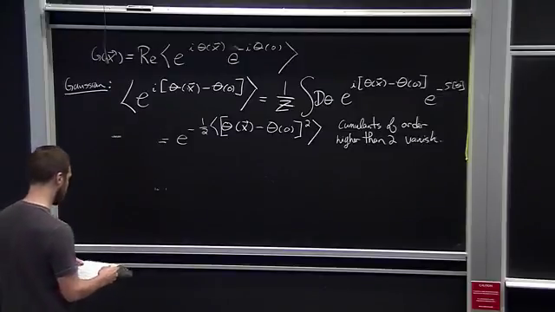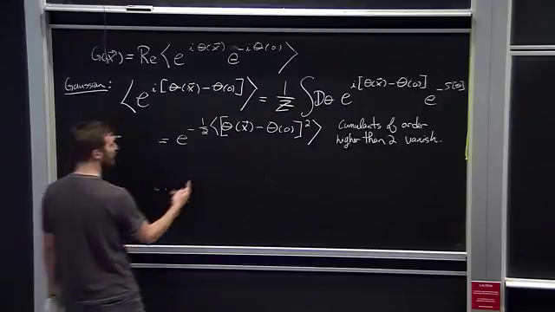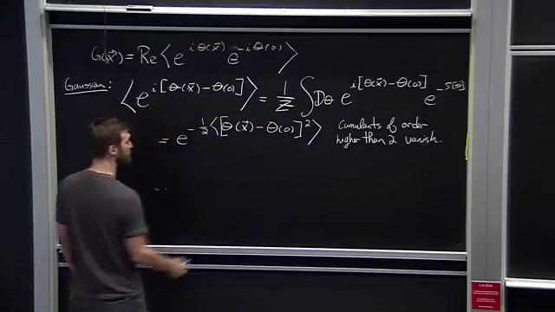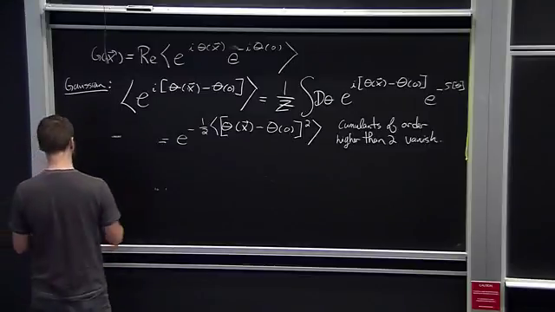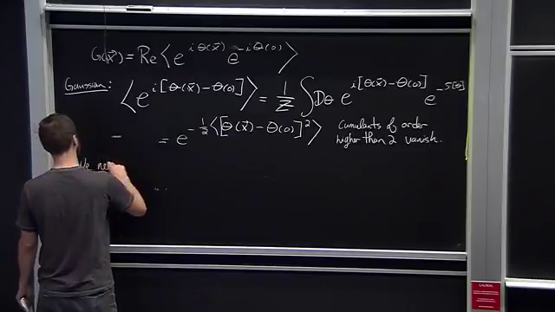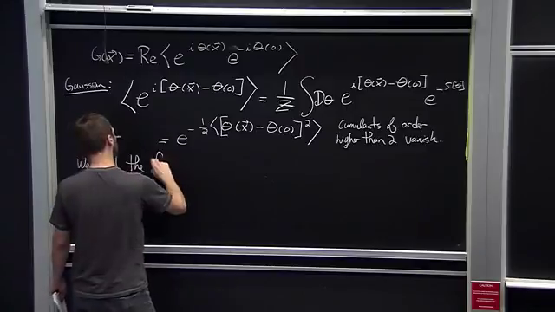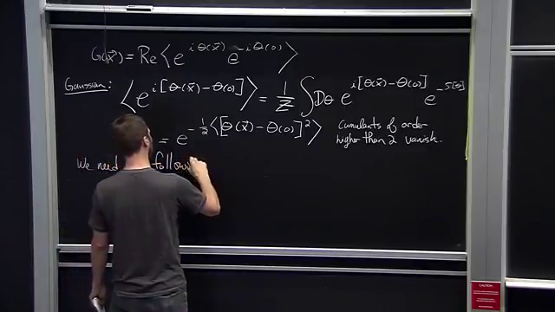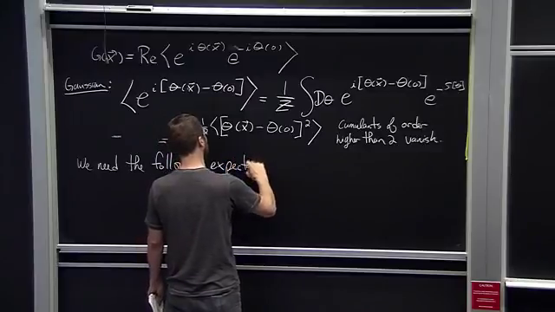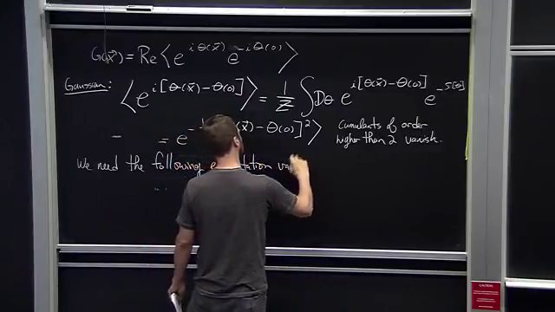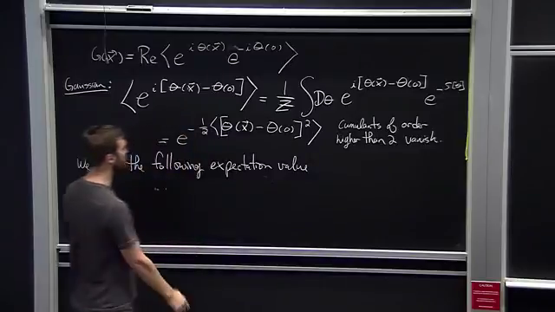So what we're left with is the expectation value of this thing, basically. And then we can exponentiate that. I didn't prove this, so you can convince yourself.